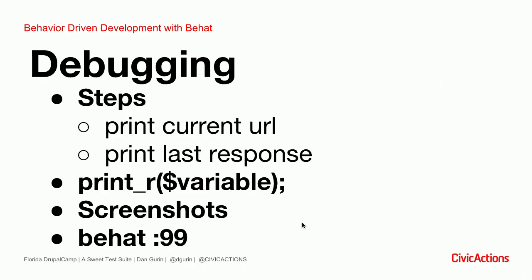So for debugging, in steps you can use print the current URL and print last response. Those are Behat steps that you can use out of the box. You can create your own as well. Print R is your friend. If the variable is empty, print R just won't show anything, so something to be aware of.